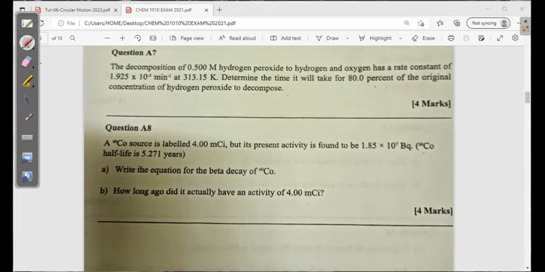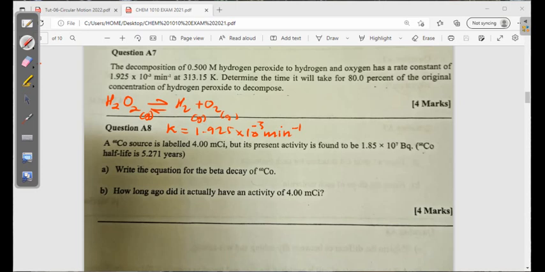Now question 7. They've told us the decomposition of 0.5 molar hydrogen peroxide, that is H2O2, to hydrogen and oxygen gas, so H2 plus O2. This is a gas, this is a gas, and also this is a gas. They've given us the value for K, the rate constant, as 1.925 multiplied by 10 to the power negative 3 per minute at that temperature.